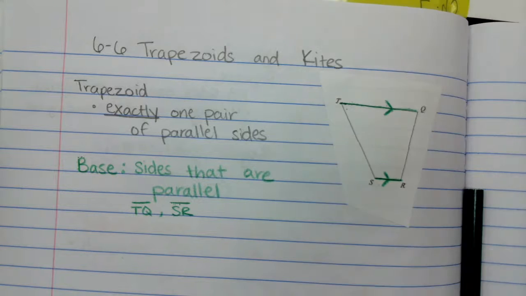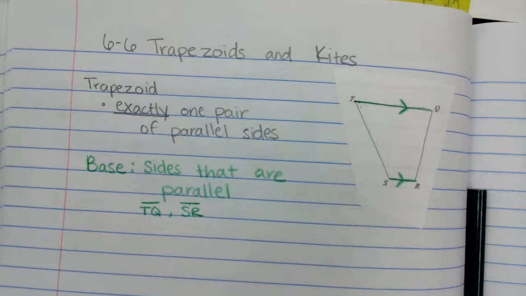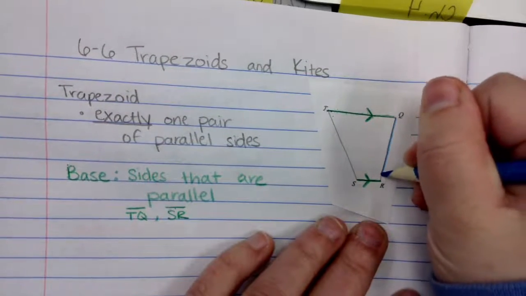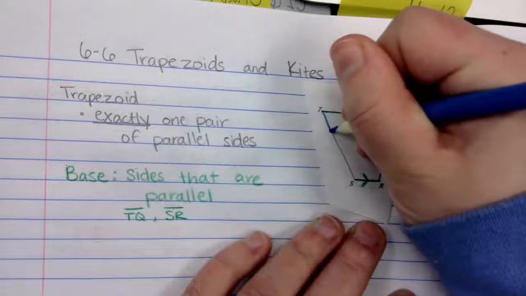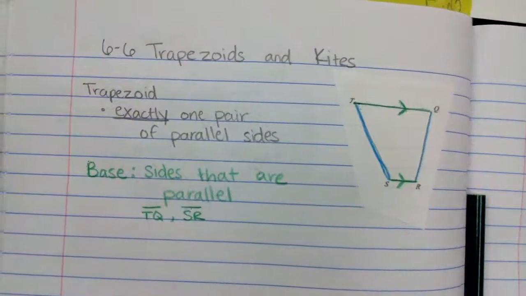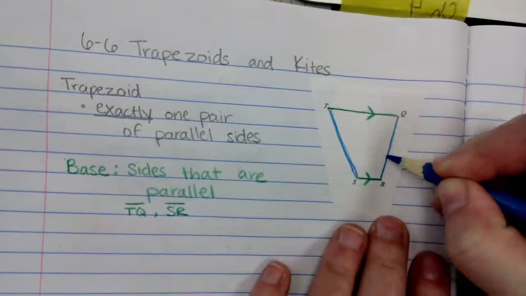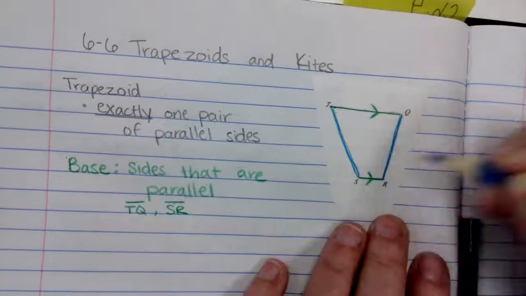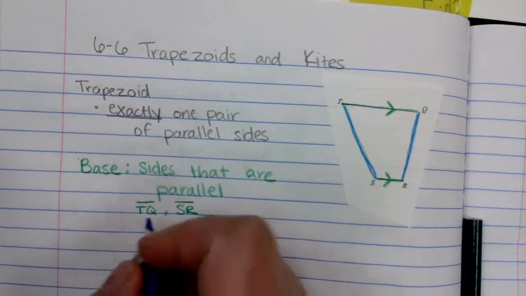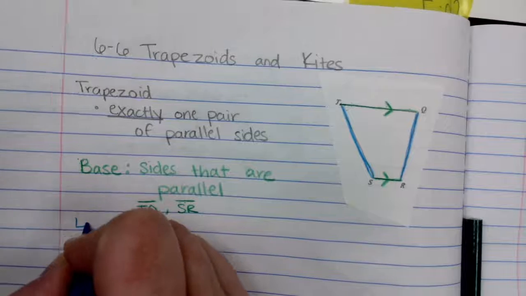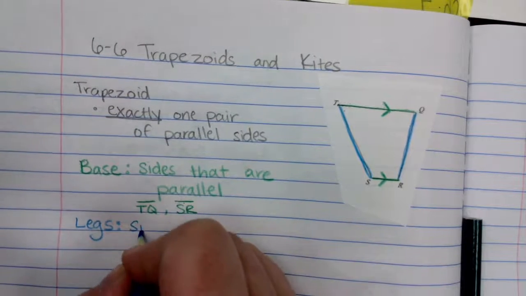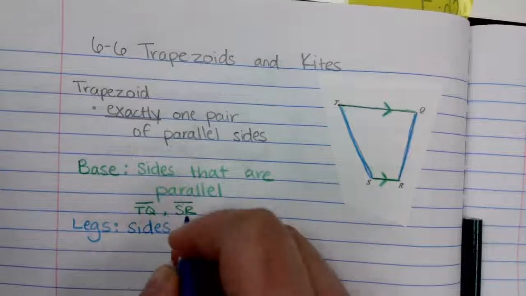Okay, then we have our other sides. Our other sides, we have QR and ST or TS. We have special names for those ones. Again, they're not congruent, so I'm not going to mark them. I'm just highlighting them in that color so I can see them a little bit better. And those are called legs. And the legs are the sides that are not parallel.